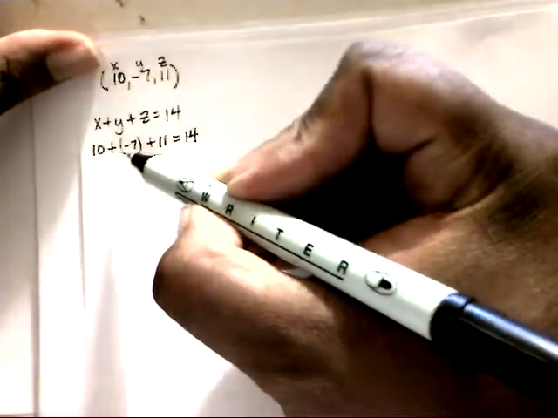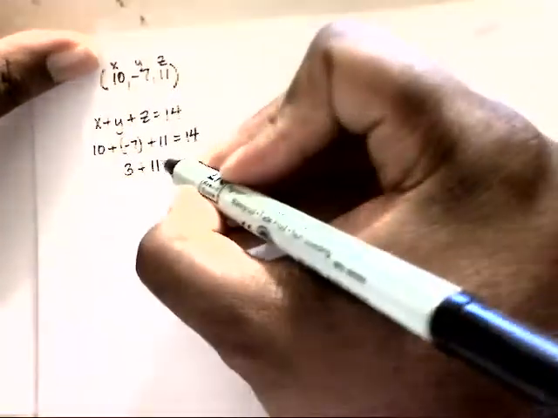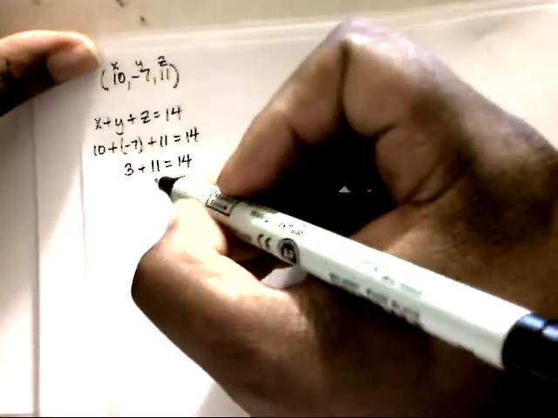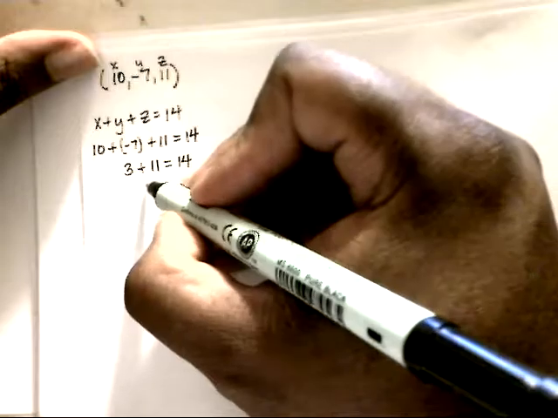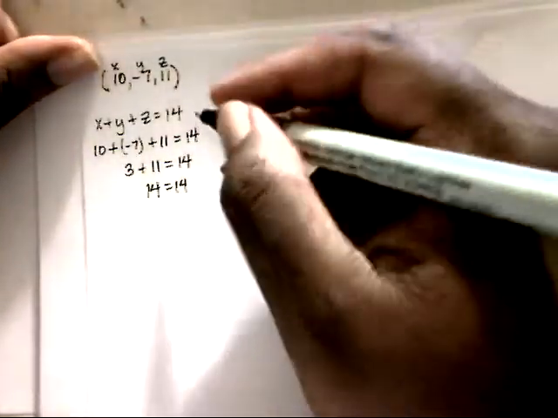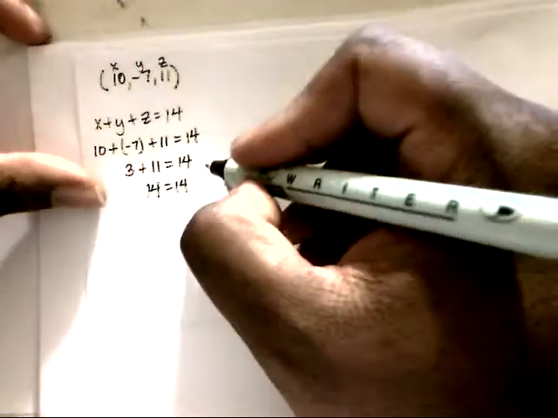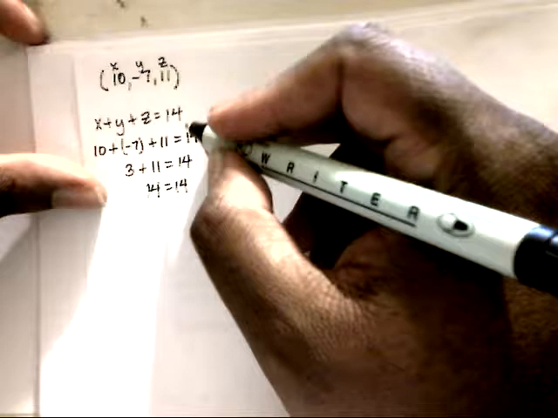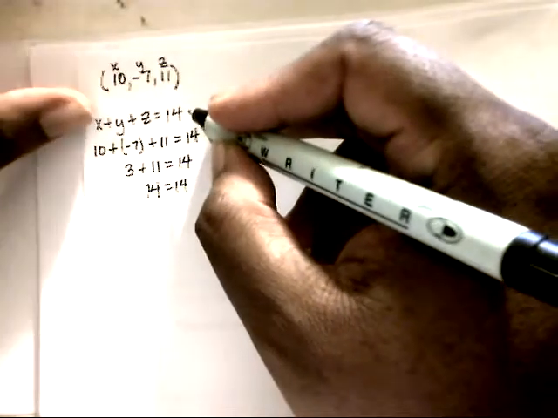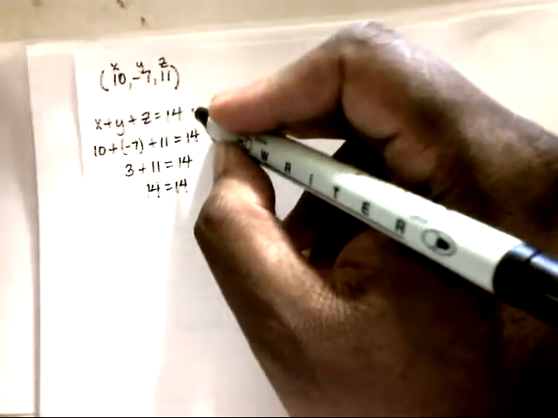Okay, now if you add 10 plus -7, that's going to give you 3, plus 11, that should give you 14. And if you add 3 and 11 together, you would get 14. So we can see here that 10, -7, and 11 is a solution to this equation. However, we have to test the other two.